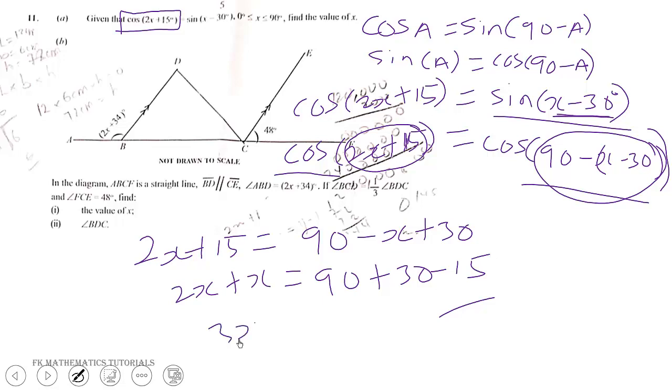So 3x will be equal to 105. Okay, 90 plus 15 is 105. So divide also by 3. So 105 divided by 3 will give you 35. So x equals 35 degrees.